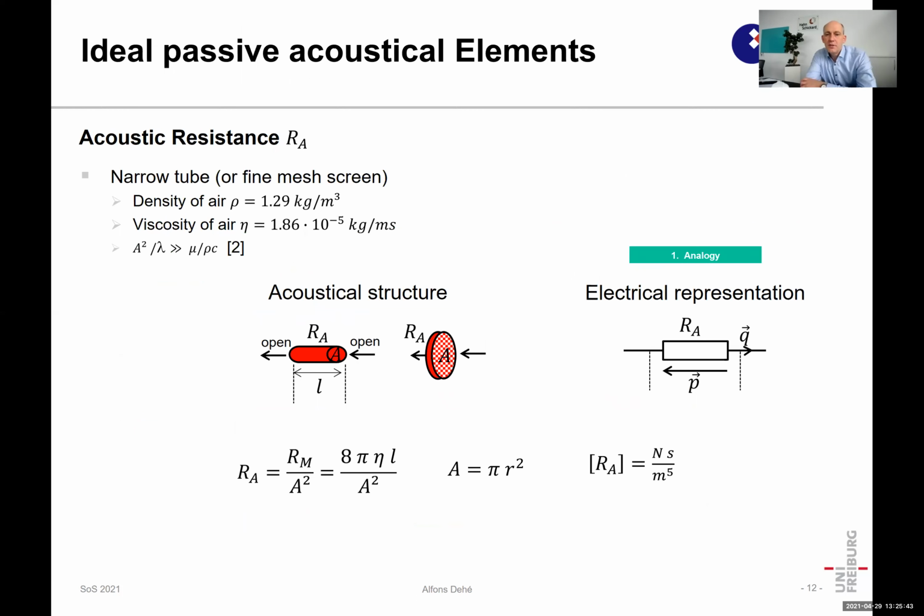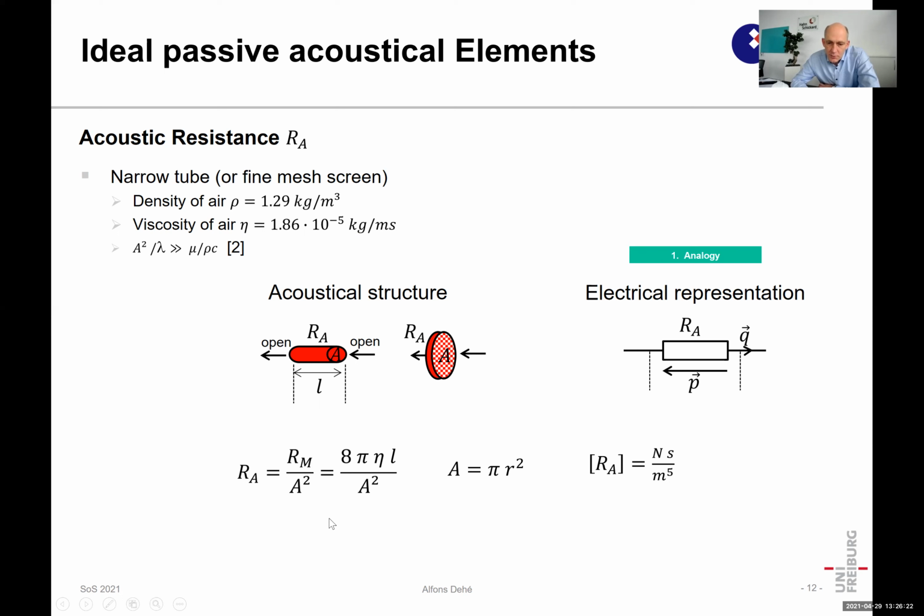Let's have a look into ideal passive acoustical elements. First of all, a resistance. What could be a resistance in acoustics? Of course, if sound is passing a narrow tube, then you have, of course, a fluidic resistance, a tiny and longer tube, or alternatively, you have a mesh or a gasket or anything which you put in front of your system, then you have also a kind of acoustic resistance. Acoustical resistance is not so easy to describe, because this is fluidic loss.